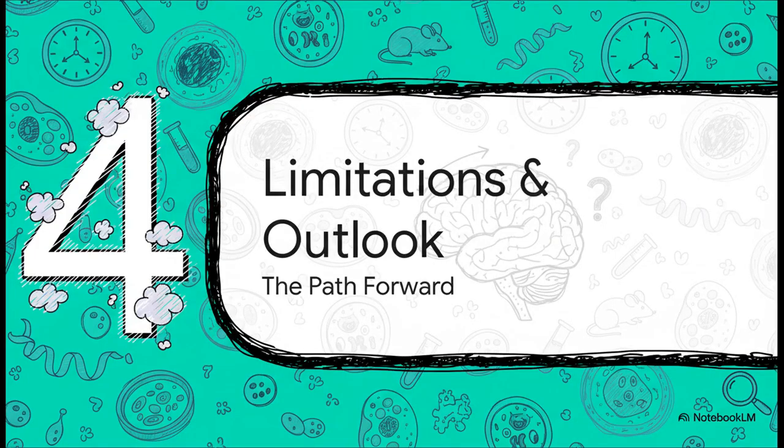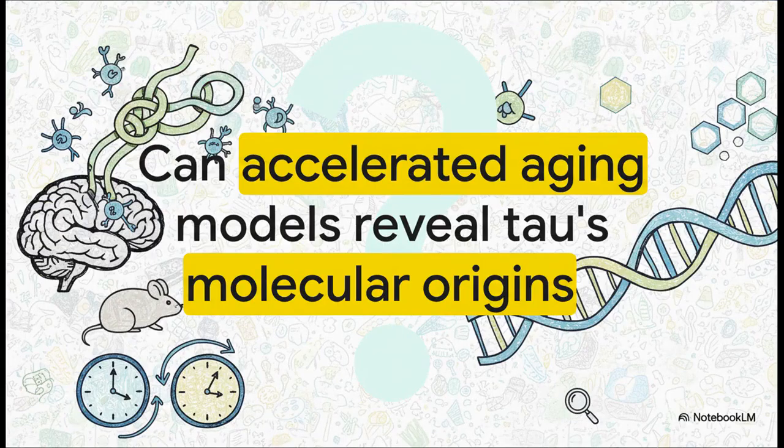All right, let's synthesize these findings. We've examined models that age rapidly due to specific genetic defects, and we've looked at a model that ages exceptionally slowly due to natural adaptations. We now need to assess what this all means for our ability to understand sporadic tauopathies. This brings us back to the central question of the review. Given all this evidence, can these accelerated aging models truly inform us on the molecular origins of sporadic tau disease, the form that affects millions of people around the world?